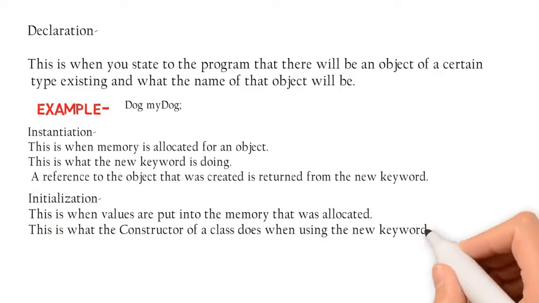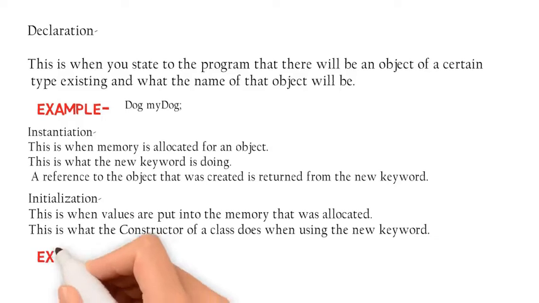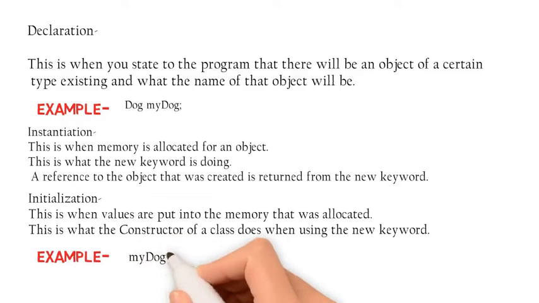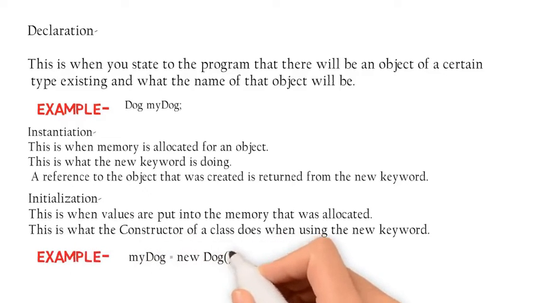Next, in instantiation, memory is actually allocated for an object, while in declaration it is considered null. Here the new keyword allocates memory, and in initialization it makes the call to the constructor. The example of instantiation and initialization is myDog equals new Dog.